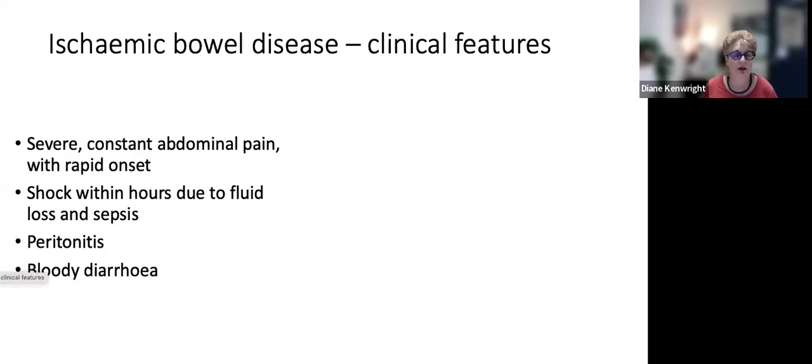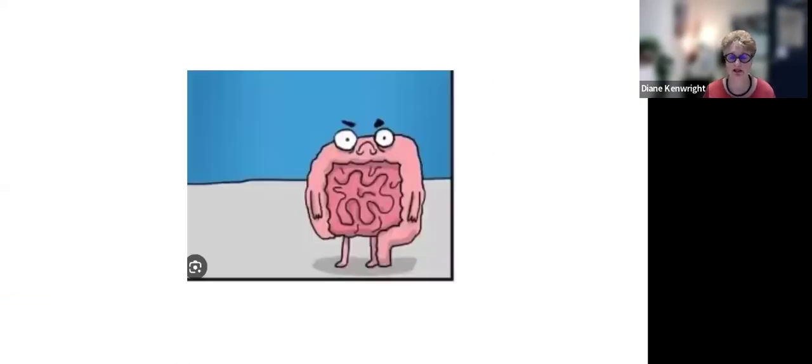People with acute arterial ischemic bowel disease present rapidly with severe constant abdominal pain, and it leads to shock within hours due to fluid loss and sepsis. If a person has mucosal ischemia, they're more likely to have bloody diarrhea. And this brings us to the end of the brief rundown of non-neoplastic GI disease. Thank you.